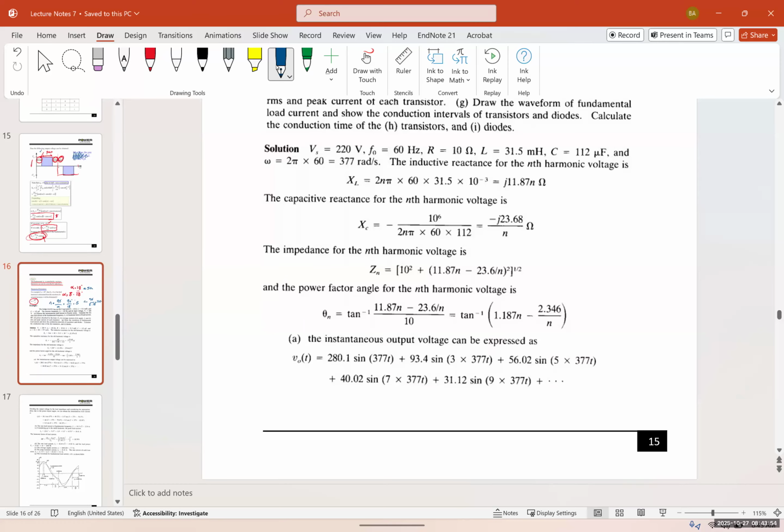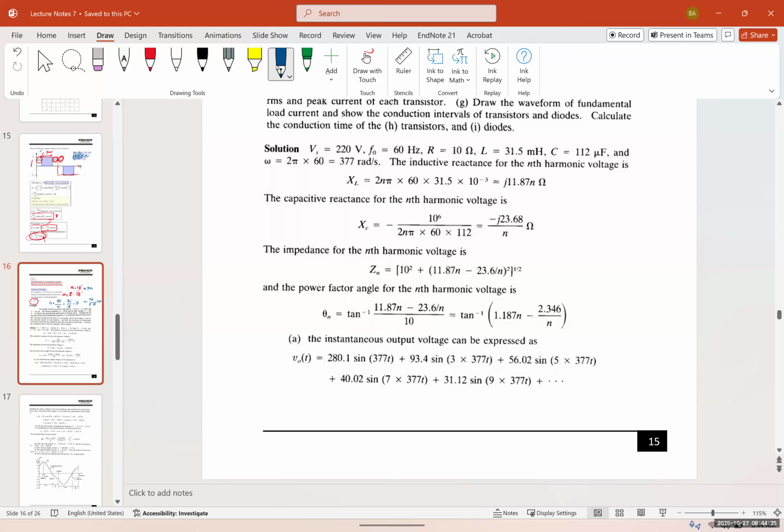And the impedance for the nth harmonic voltage, Zn, is going to be all the impedances of the resistor, inductor, and also capacitor. The power factor angle for the nth harmonic voltage is going to be the tan inverse of the reactive part, which is the inductor and the capacitor, over the real part, the resistor.